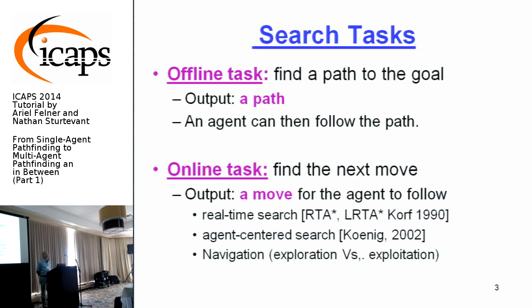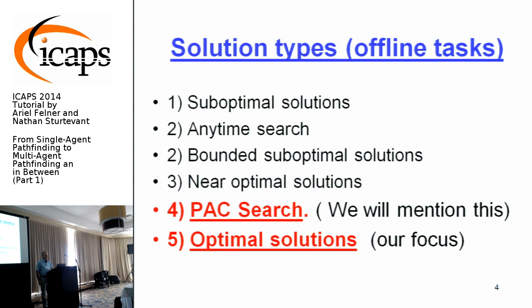I want to differentiate between offline task and online task. In an offline task, the computer works, the output is a path, and the task finishes. Now, an agent, a person or a robot, whatever, can then follow the path or not follow it. It's beyond the scope of the search task, as opposed to an online task where the agent is doing the search during movements. There are many different scenarios, like real-time search, agent-centered search, navigation, and many types. I will focus today on offline tasks where the output is a path.